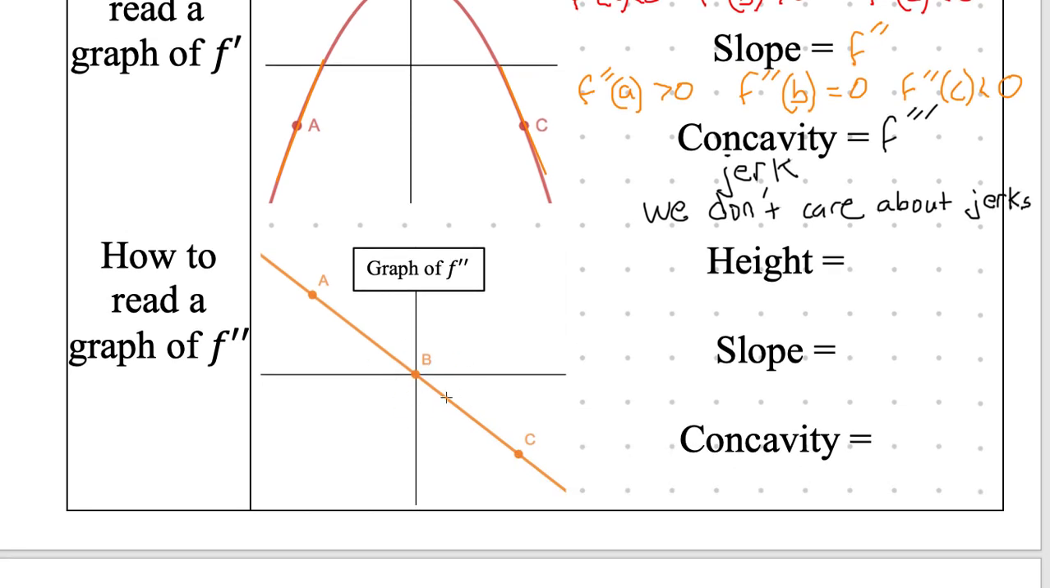So now it's going to be f double prime, f triple prime, f quadruple. Indeed it is. But we don't care about the triple prime, right? We only care about the height. So height is going to be what? F double prime. Slope is going to be prime, prime, prime. F prime prime prime. This is jerk. We don't care about jerk.